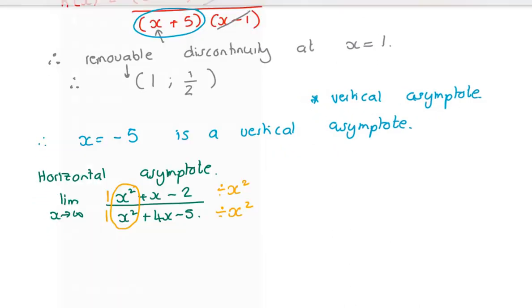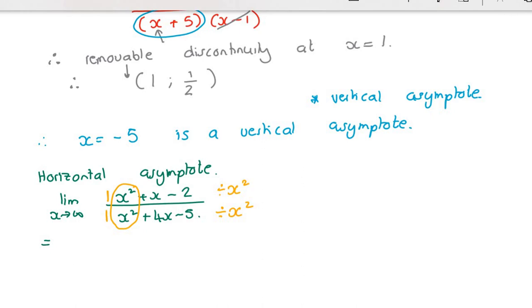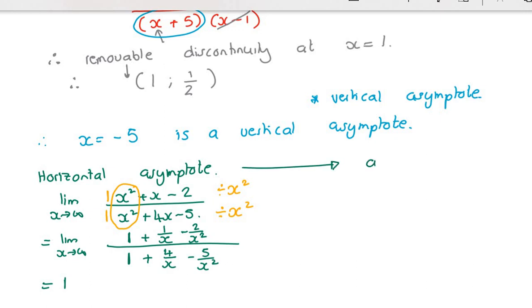So this basically becomes the limit as x tends to infinity of x squared divided by x squared is 1, and this becomes 1 over x. Now, why do these no longer matter? Well, 1 over x is going to tend to 0, and 2 over x squared is going to tend to 0. So this is 1, and 4 over x is going to tend to 0, and 5 over x squared is going to tend to 0 as x tends to infinity. So this limit just becomes 1, which means my horizontal asymptote is y is equal to 1.